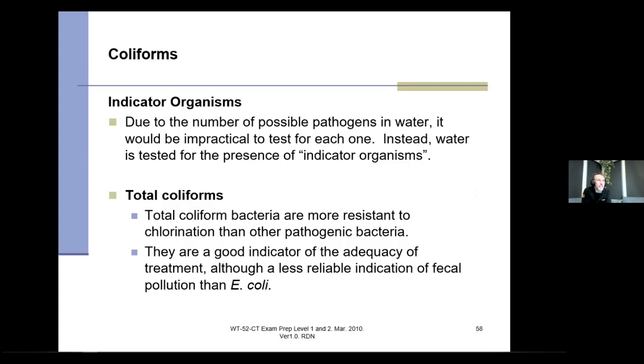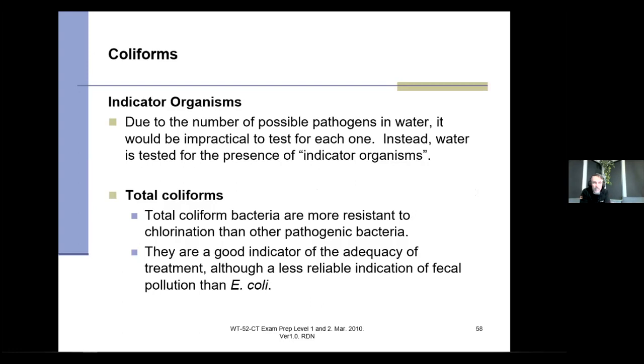We call these things indicator organisms because there's so many bacteria in the water, you can't test each one of them. So we have to pick one that's representative. And if it's there, chances are other things are there too. So we use these guys, total coliforms. And again, they're resistant to chlorination. They are a good indicator of how well your treatment is working.